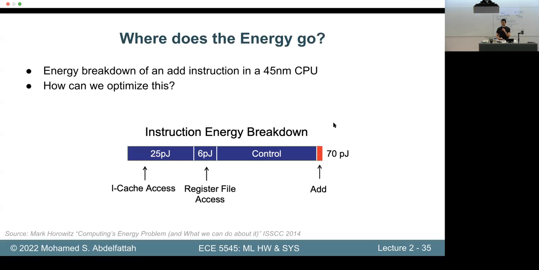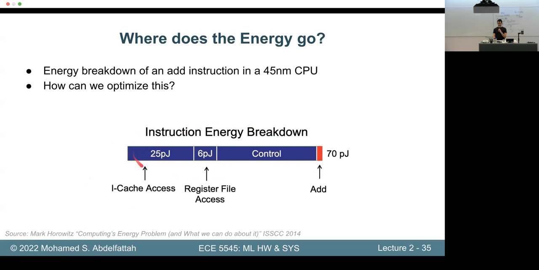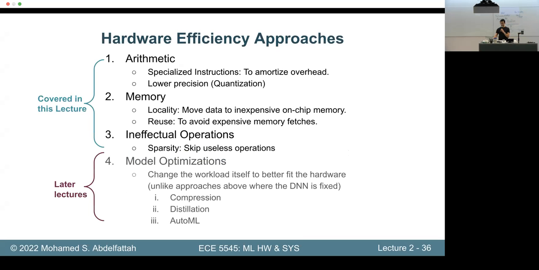Okay, so now on to hardware efficiency. I'll start from here again, where we started by analyzing CPUs and traditional computers: where does the energy go in an addition instruction, for example? We saw that most of it actually goes to overhead, basically fetching memory, doing branch prediction, control, all of that stuff. The addition instruction itself takes very little, about 1.5 picojoules in this case, out of 70. And so we talked about how there are many techniques to improve the hardware efficiency.